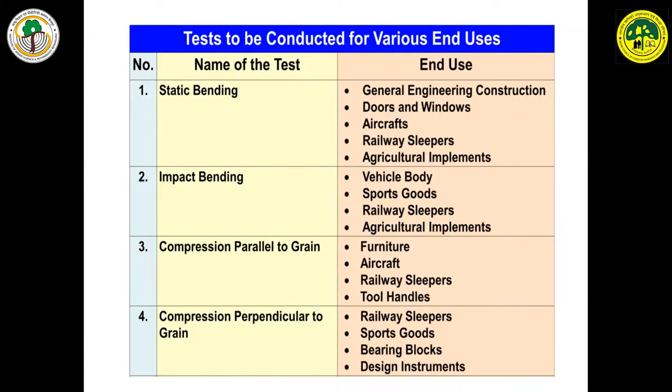Static bending is required for general engineering applications, like construction, doors and windows, aircraft, railway sleepers, agricultural implements. Similarly, impact bending property is required for vehicle body, sports goods, sleepers, agricultural implements. So different properties are required for different applications. Compression parallel to grain is required for furniture and tool handles. Similarly, compression perpendicular to grain is required for sports goods, bearing blocks, design instruments.